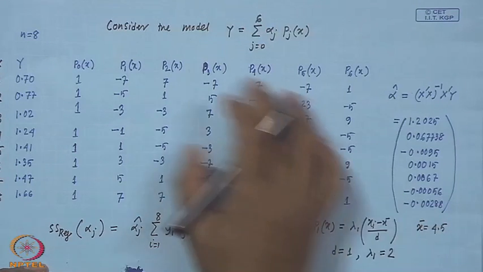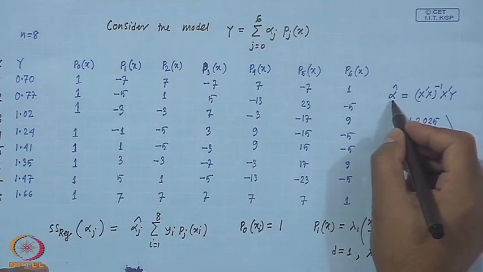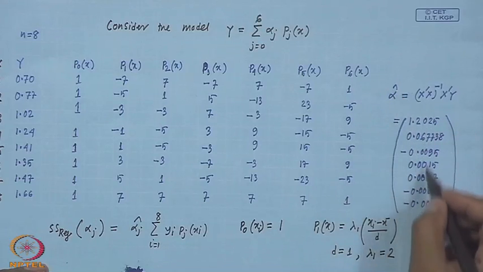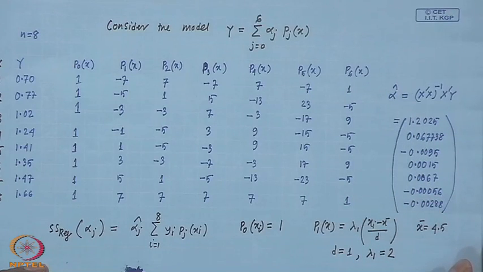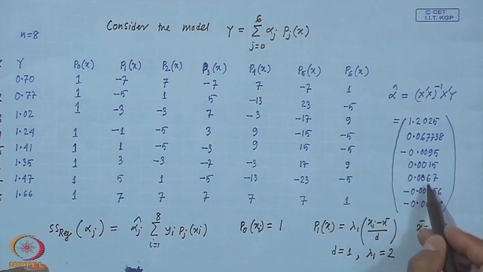Once you have this table, you can estimate the coefficients alpha hat. These are the estimates of alpha naught, alpha 1, alpha 2, alpha 3, alpha 4, alpha 5 and alpha 6 hat.